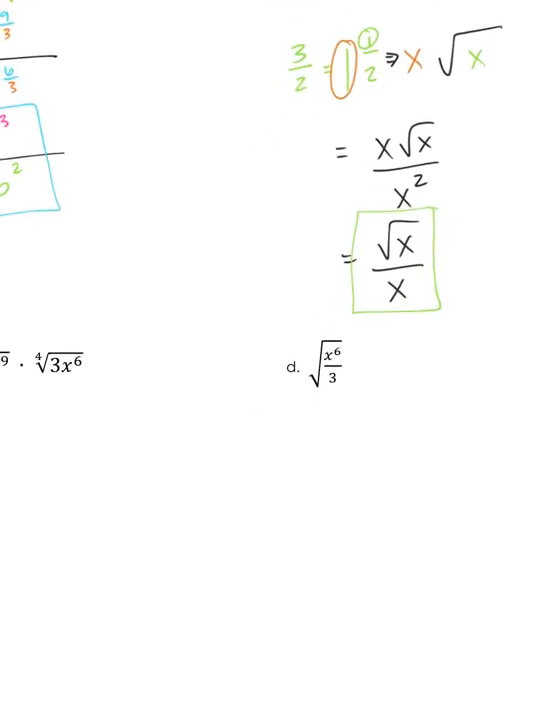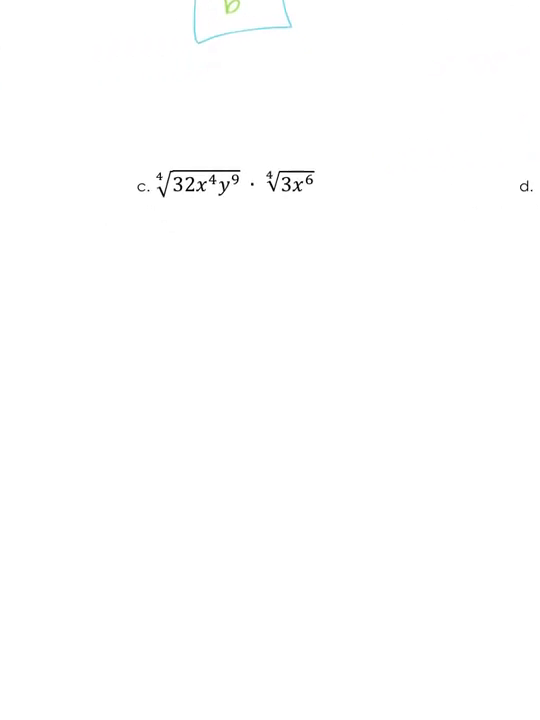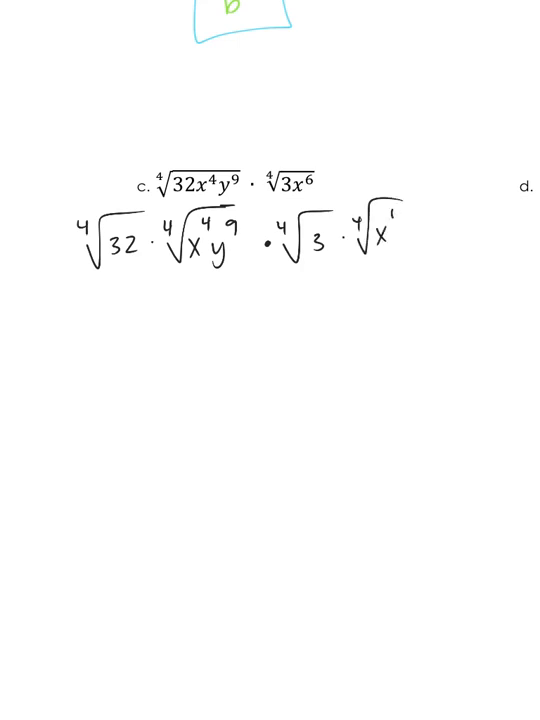All right, I'm going to do 2 more. So again, I like to break these apart if I can. So I'm going to start just with this first one for now. So this is the fourth root of 32 times the fourth root of x to the fourth, y to the ninth. And then that is going to be multiplied by the fourth root of 3 times the fourth root of x to the sixth.